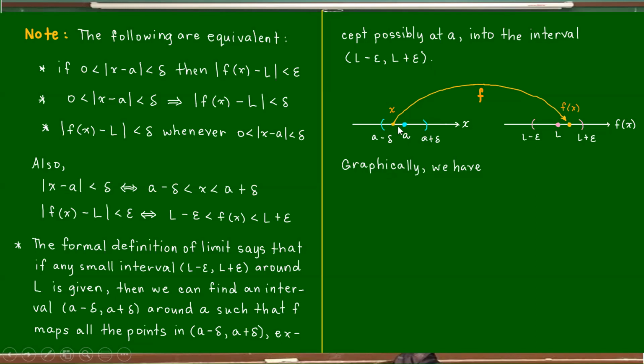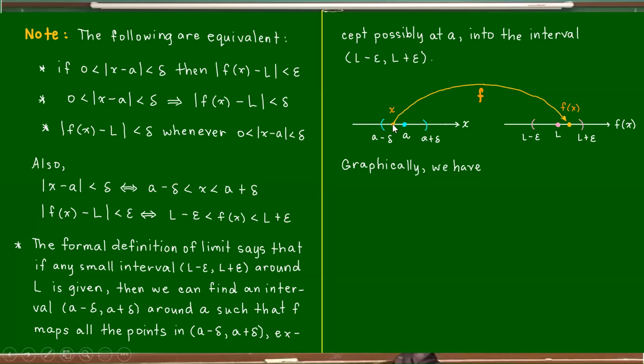Through mapping, this is my, let's say, my values of x, and this is A. From A, we move delta to the right, plus delta, then minus delta to the left. So we have this interval. And then on the f of x, the y values, we have this corresponding interval, where it is centered at L.